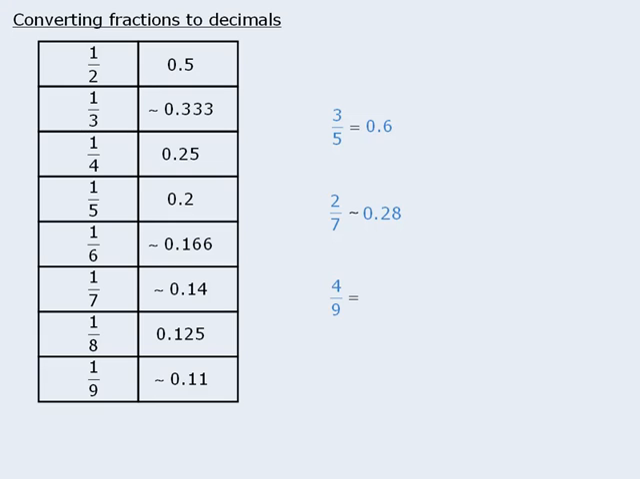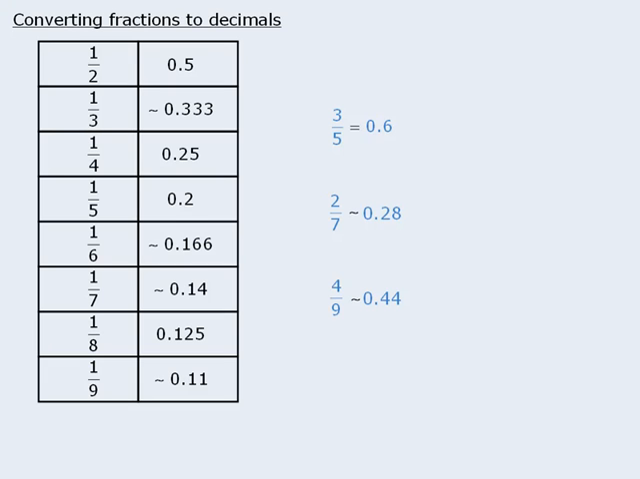Finally, to convert 4/9 into a decimal, we can conclude that if 1/9 is approximately equal to 0.11, then 4/9 must be 4 times 0.11, which is 0.44. Once again, since 1/9 is approximately equal to 0.11, we can only say that 4/9 is approximately equal to 0.44.